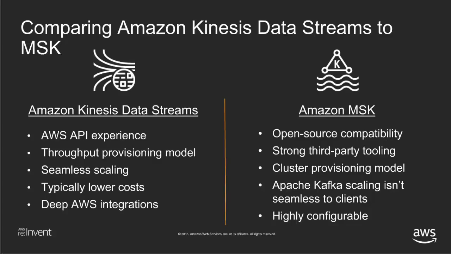It offers a throughput provisioning model that allows you to right-size your streams by adding incremental capacity on the order of 1 megabyte. So if your streaming needs change over time, you can scale that capacity up and down to closely match your needs. And what this means is that most typically customers find that they can save money using Kinesis Data Streams over running Kafka, whether it's on their own or in the managed service for Kafka.